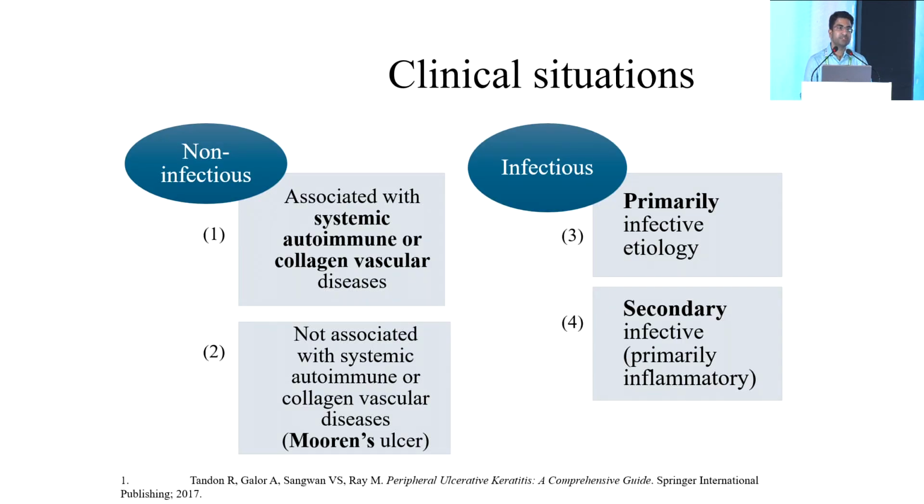So clinical situations can be either an infectious pathology or a non-infectious pathology, and differentiating these with the investigation as well as clinical examination is very pertinent. So first would be a non-infectious cause, which can be associated with systemic immunological diseases and collagen vascular diseases, or if you can't find any cause for this, you will label it as Mooren's ulcer. On the other hand, you can have an infective pathology or a secondary infection upon an inflammatory pathology.